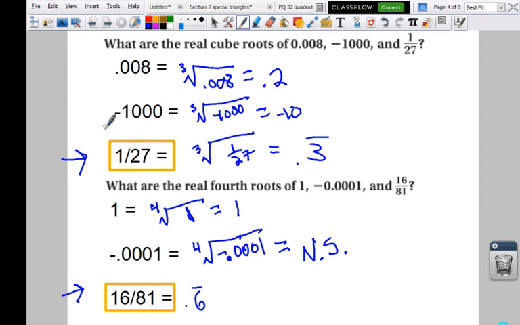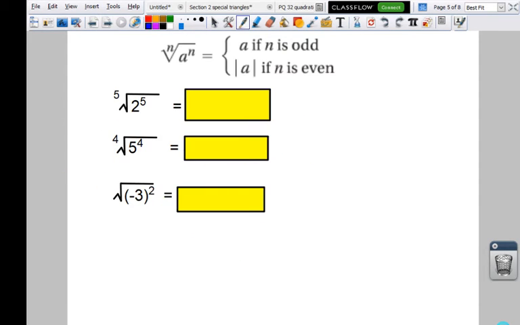All right, let's see what else we're doing. A couple more things. So when we look at this, we kind of talked about this already. If you have something to an exponent and you are putting a radical on there with the same index as your exponent, those cancel each other out.